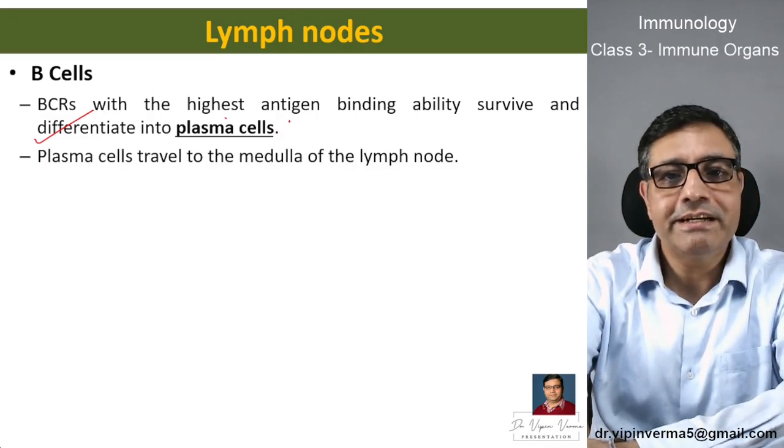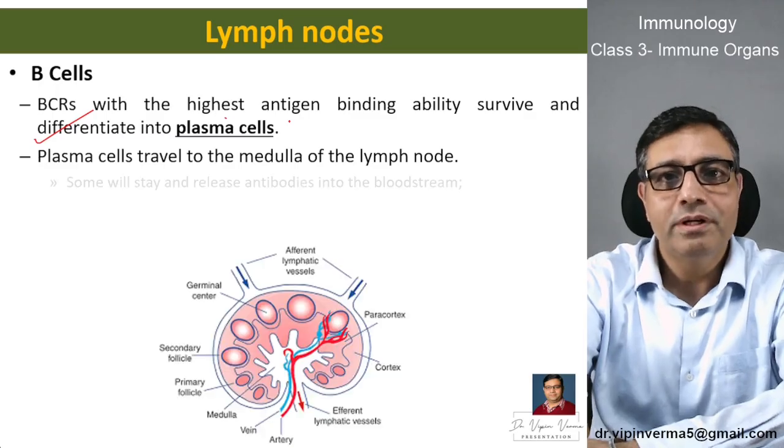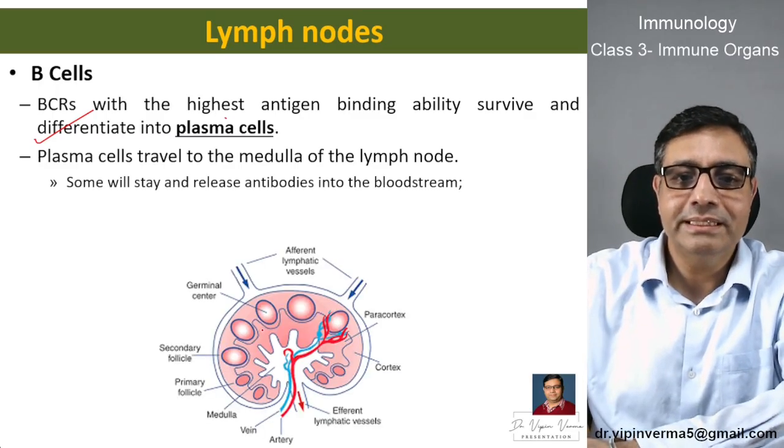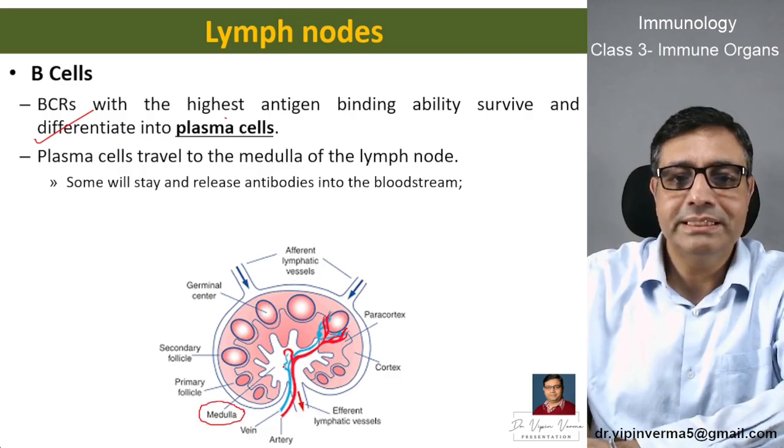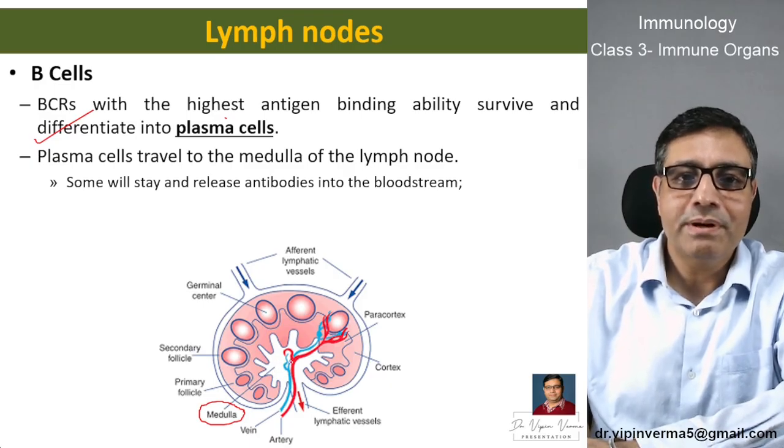These plasma cells travel to the medulla of the lymph node. So in the lymph node you can see here, this is the medullary region, this is the medulla, and they will just travel through the medullary pathway here.